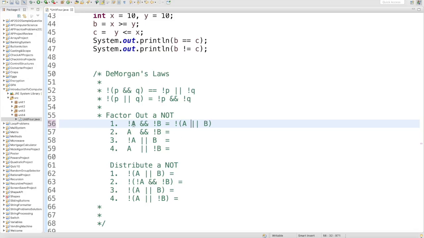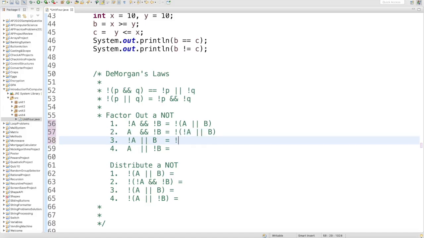Okay, factor out the not here, the not there, leaves me just with B, and the and gets me an or. Factoring out a not here. Well, A doesn't have a not. So if I factor out a not, I should get a not A. I'm going to distribute the not, and I get a not, should get me back the A. What about the and? Well, the and is going to change to an or, and the not B is going to change to a B.